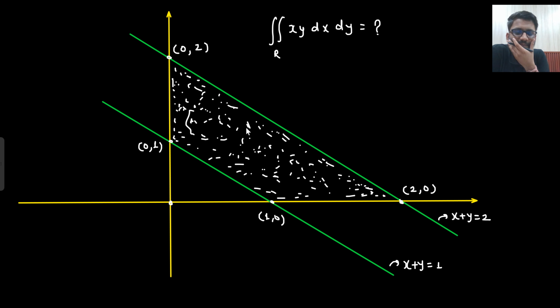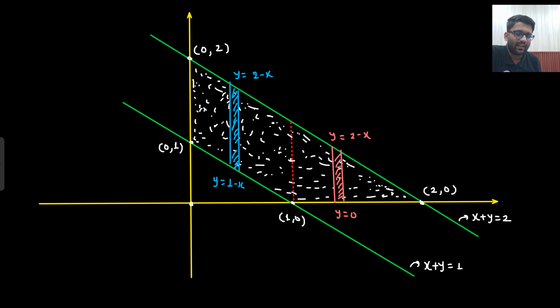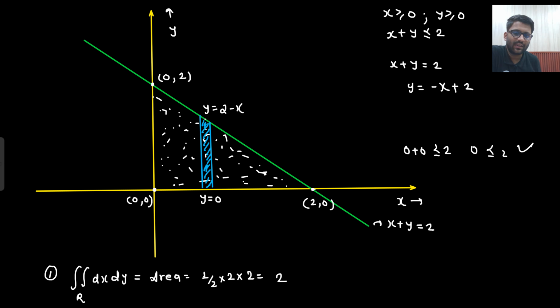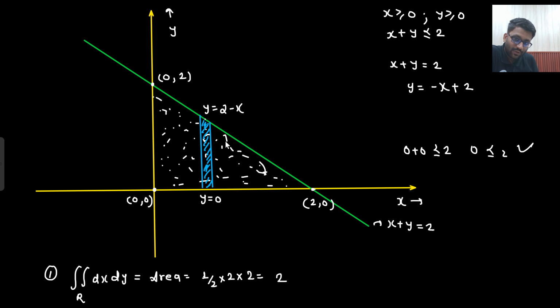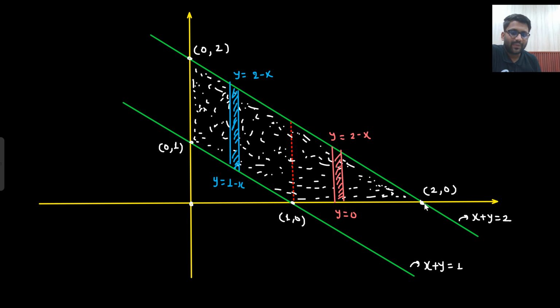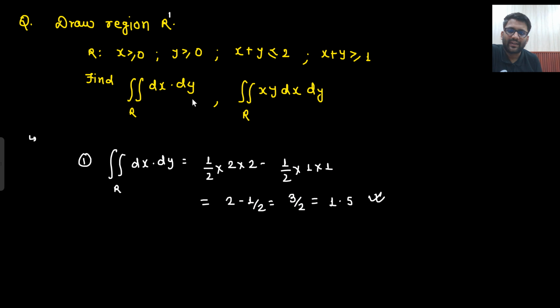So what I thought is that I have already solved for this particular region in the previous question. For the complete region, I have already solved the integration, that is xy dx dy for region R. This complete region I am calling R. Now this particular region, I will call R dash.